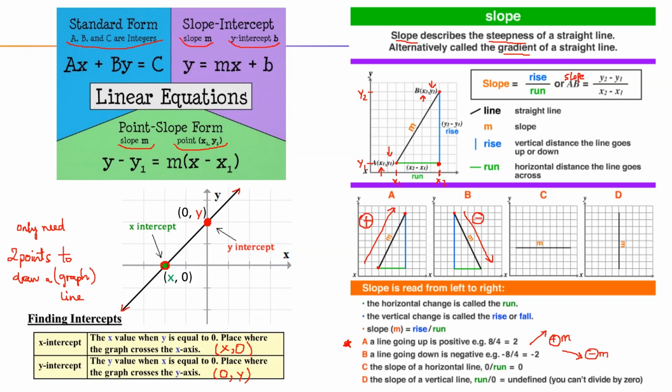When m equals 0, it means it's a horizontal line. When it's a vertical line, the slope will be undefined. So the vertical line indicates that the slope is undefined.